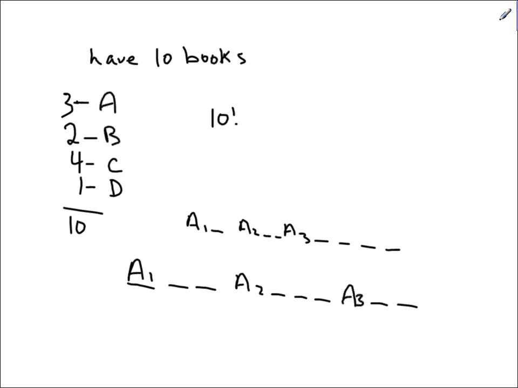I don't really care what they're called. What if they were all different? Let's just assume for a moment they're all different. B, C, D, E, F, G, and I.